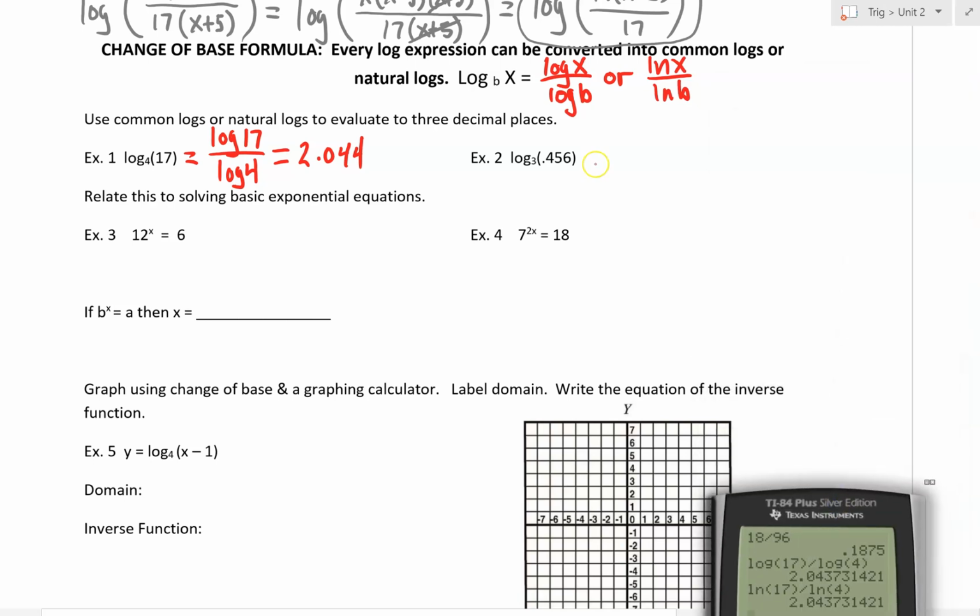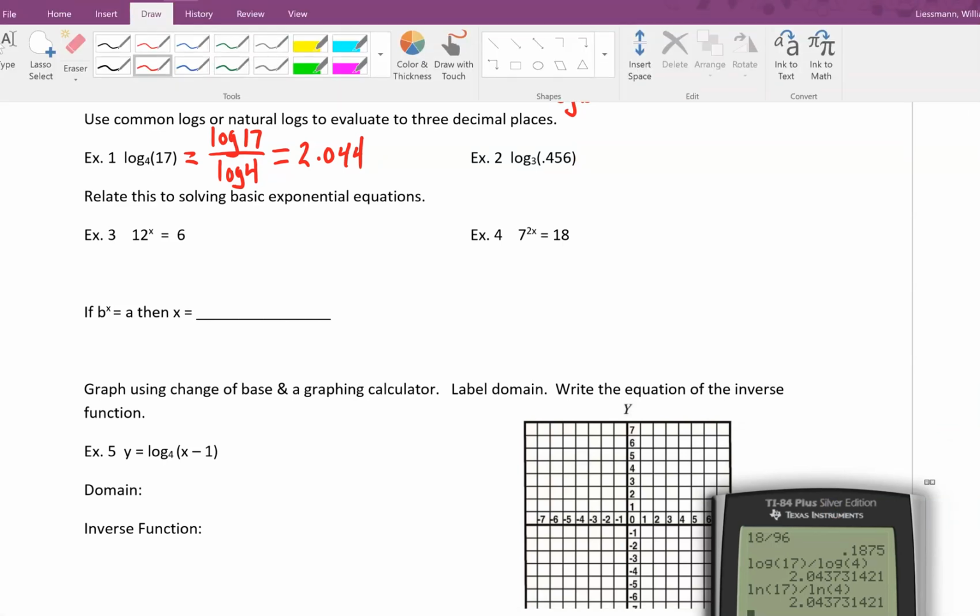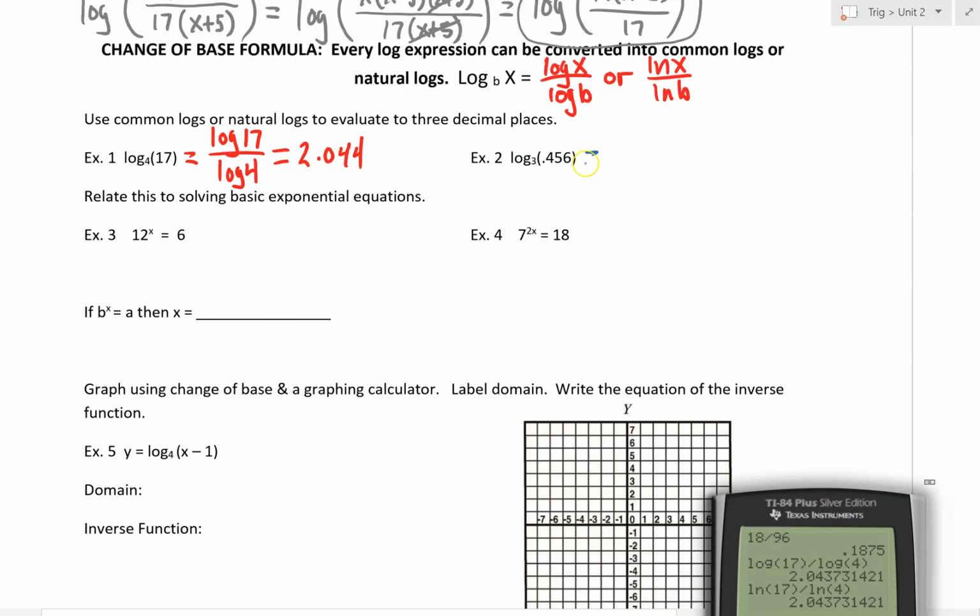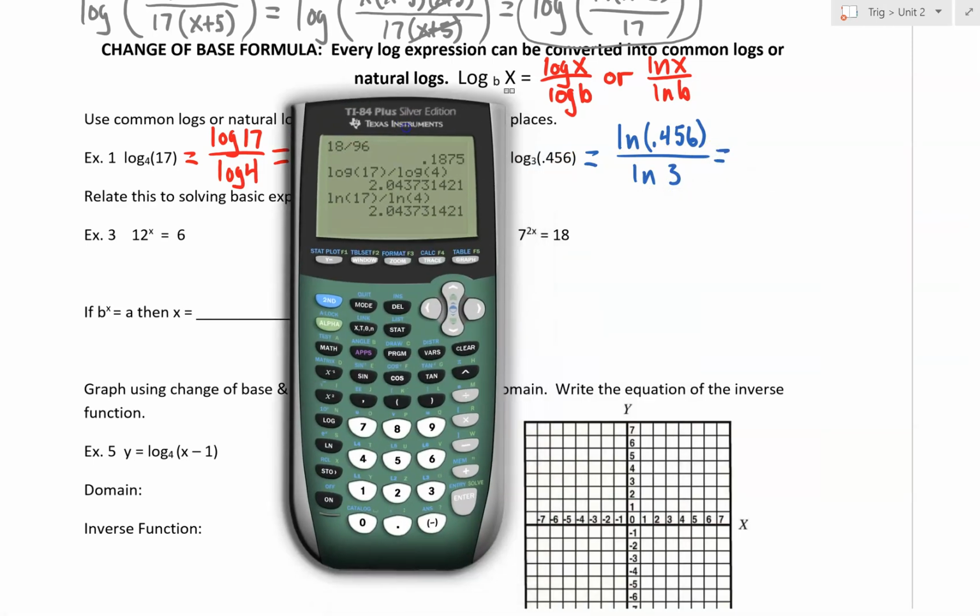For the next one, it's saying the log base 3 of 0.456. So natural log of 0.456 divided by the natural log of 3. A lot of people like to use the natural log better. Really doesn't matter though which one you use. So natural log of 0.456, close my parentheses, divided by the natural log of 3.